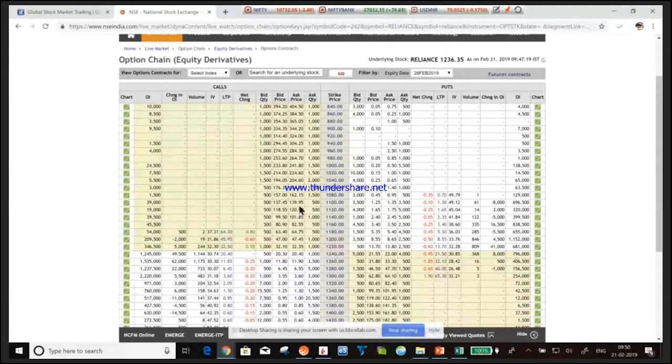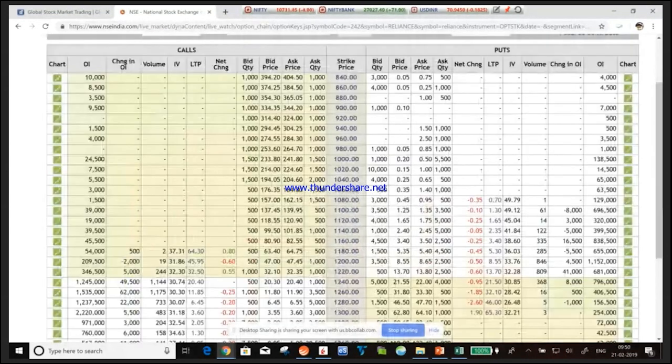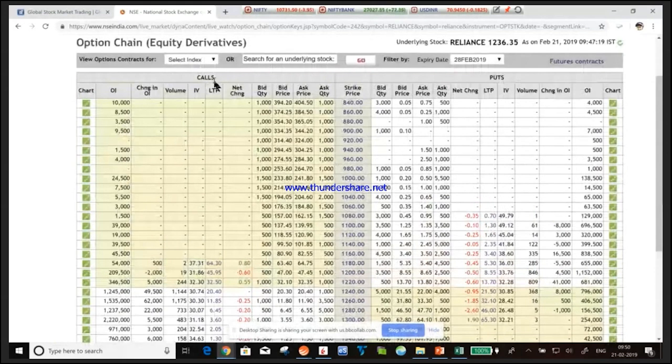All right. The left side is all call options. The right side is all put options. It's written here. Let me just zoom in a little bit. Calls, and this is where the puts are. You don't need to see the chart. We never look at the options chart, remember.